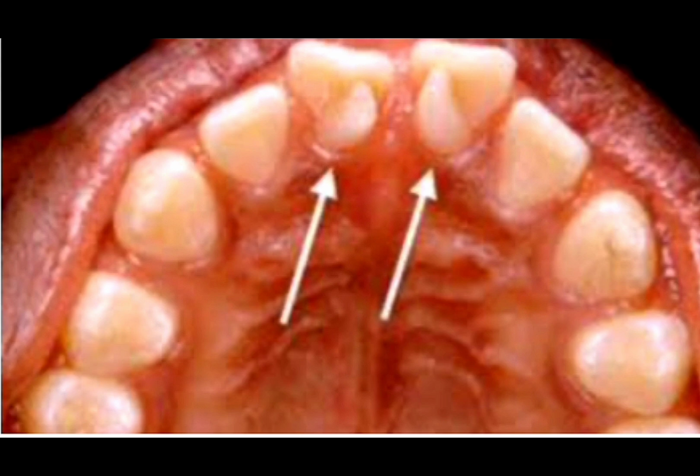Now let us see the clinical picture of Talon's cusp. As you can see in this picture, there is a lingual projection present on the lingual surface of the maxillary incisor, and it is nothing but an anomalous hyperplasia of the cingulum. As you can see, it is arising from the cingulum area.